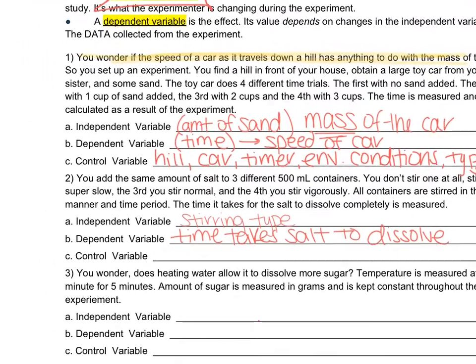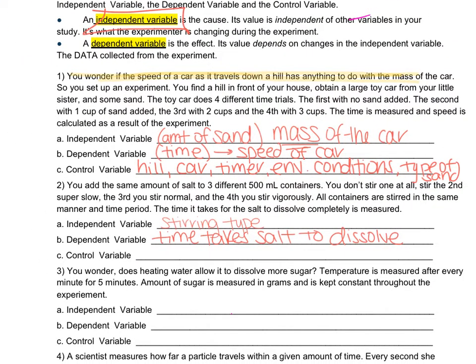All right, control variables. It's the same amount of salt. It is all in the same type of container, so all 500 milliliter containers. We have the same amount of water. We can't change that, that wouldn't be fair. We stir it for the same amount of time. Okay, so all of those, and also it's you, right? Same person is stirring it the whole time. All right, so all of those would be what we would consider to be the control variables. Those are the things that are kept the same.